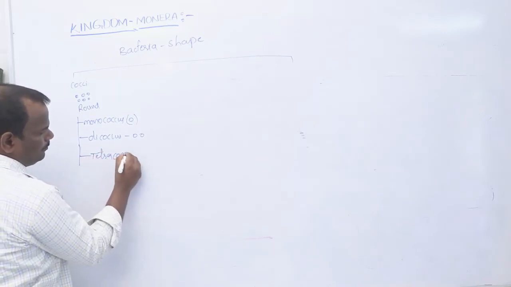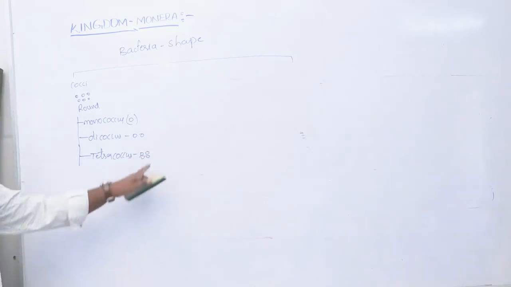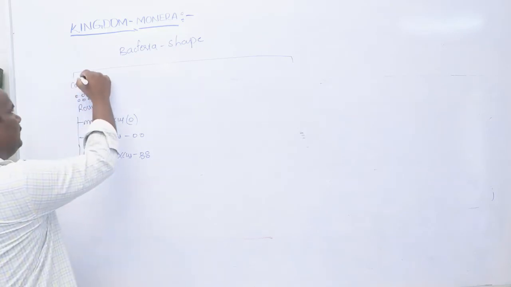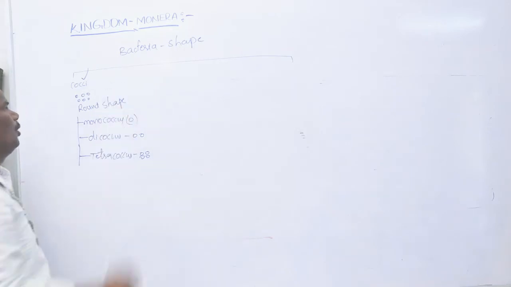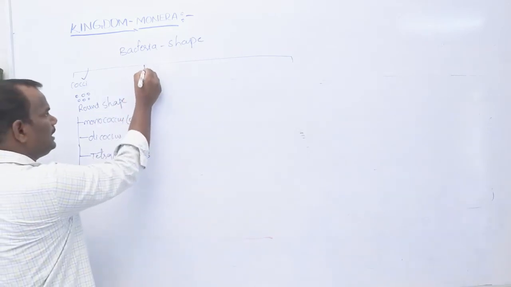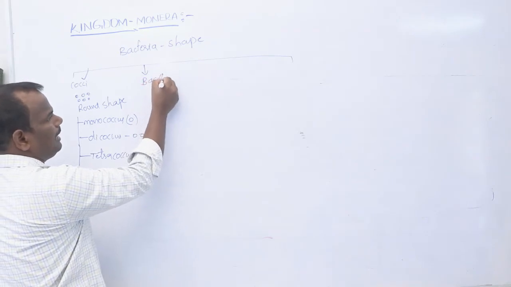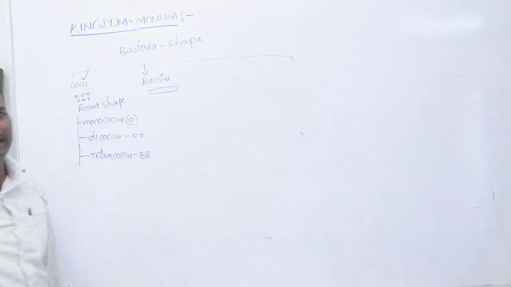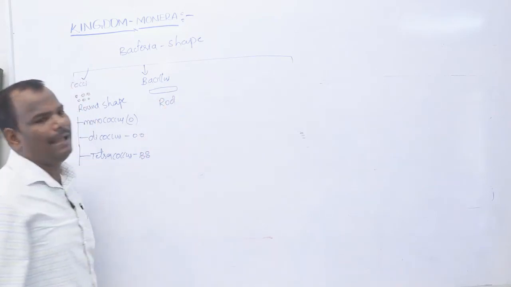Tetracoccus. Four bacteria are arranged together, so it's called tetracoccus. These are the round shaped bacteria, called coccus. Next another one is the bacillus. This type of bacteria, rod shaped bacteria, is called bacillus.